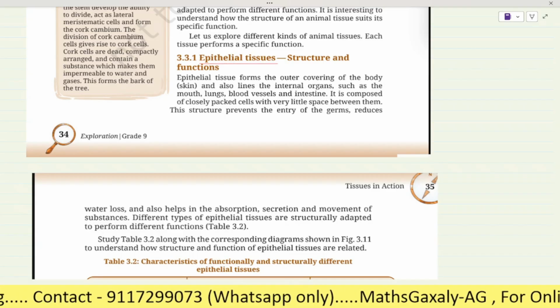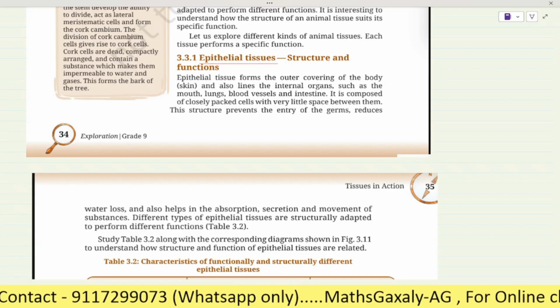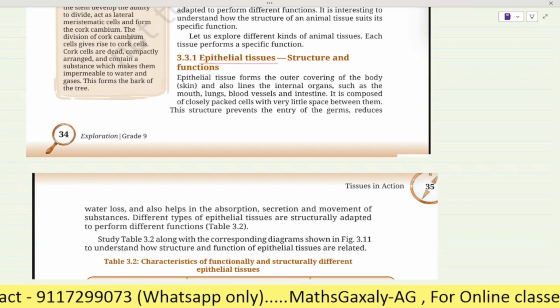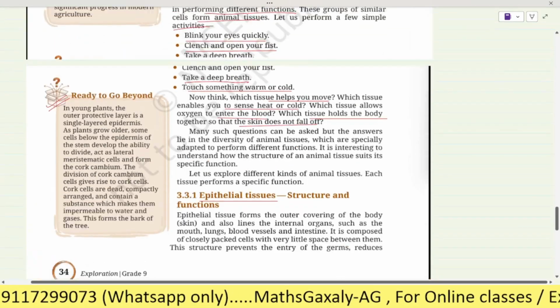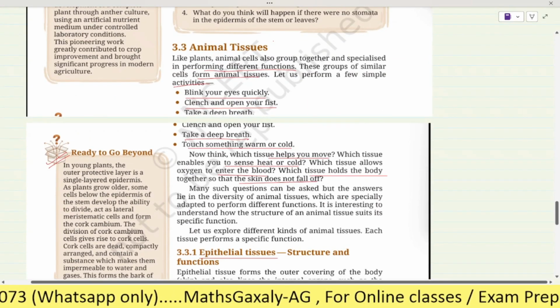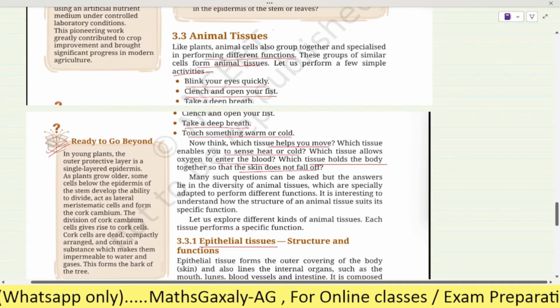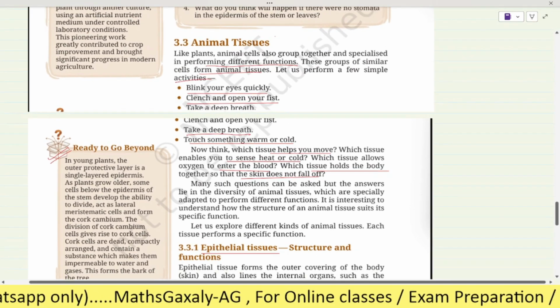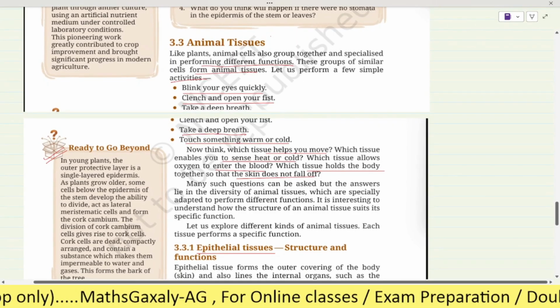Do you want the notes also, or just the explanation? Yes, the notes. Okay. Let me check. Is there any important point here or not?